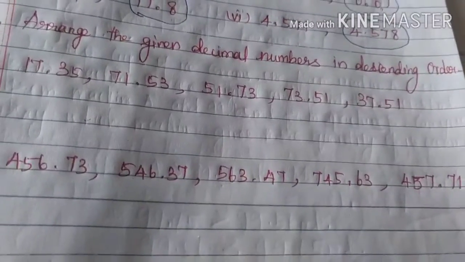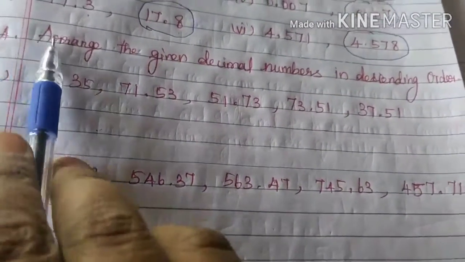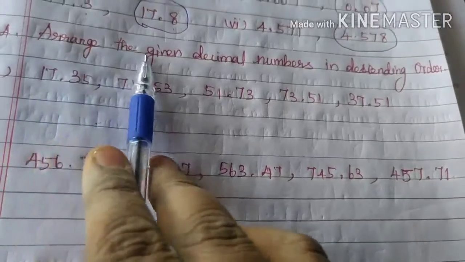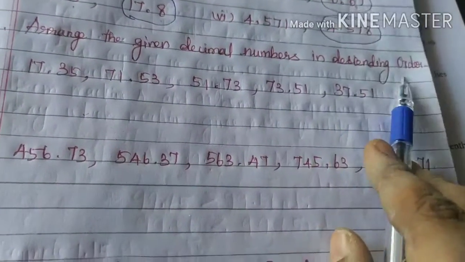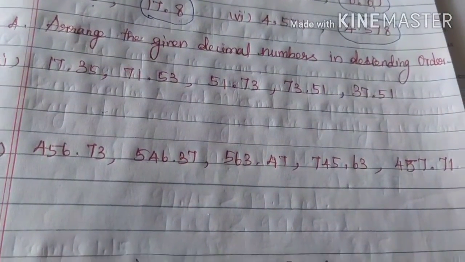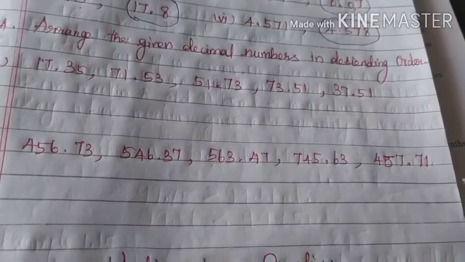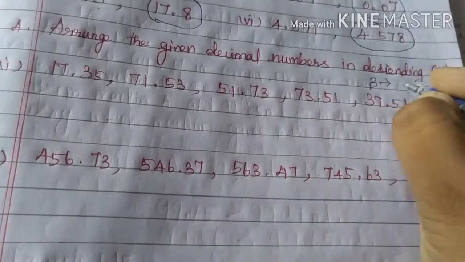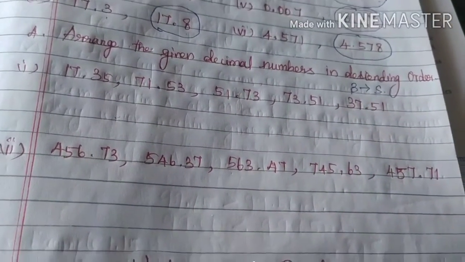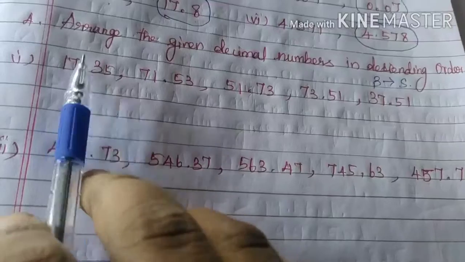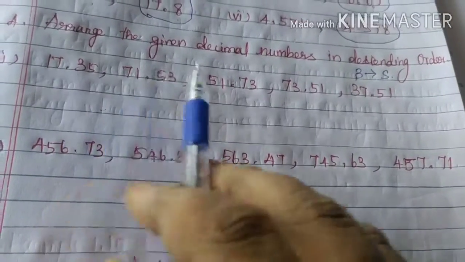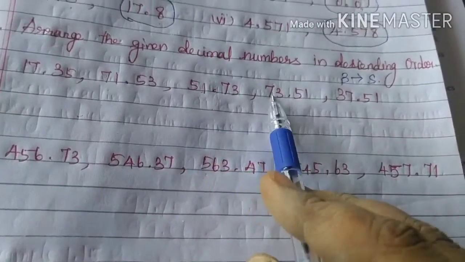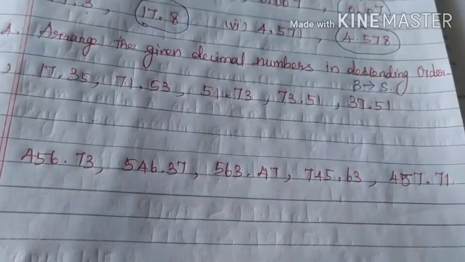Okay, simple. Next we are going to solve: arrange the following decimal numbers in descending order. In the second sum we wrote in ascending order, in the same way now we are going to write in descending order. Descending order means bigger to smaller. Here 17.35, 71.53, 51.73, 73.51, 37.51.